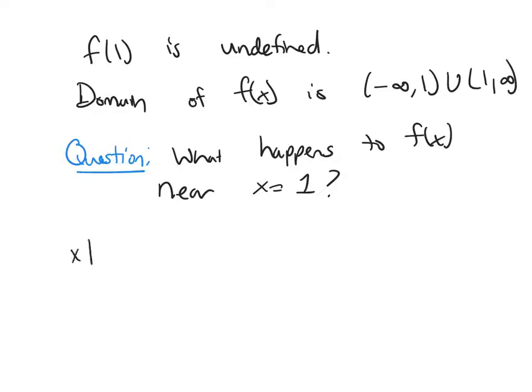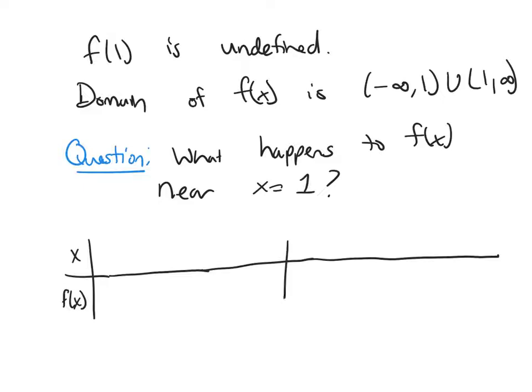I'm going to go ahead and outline my table here. I want to know what happens near 1. My function is undefined there, so I'm just going to put in a question mark in my table. But I could take values that are a little bit smaller than 1. So let's go with 0.75, 0.9, 0.99, and these are getting closer and closer to 1 here.